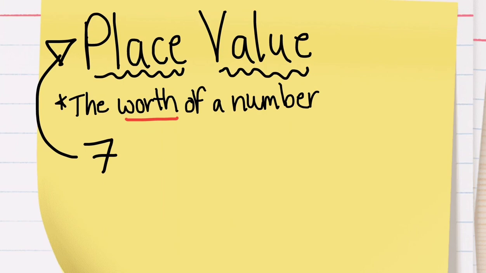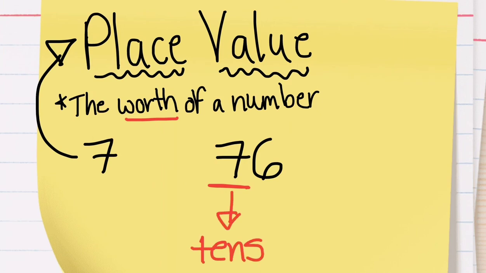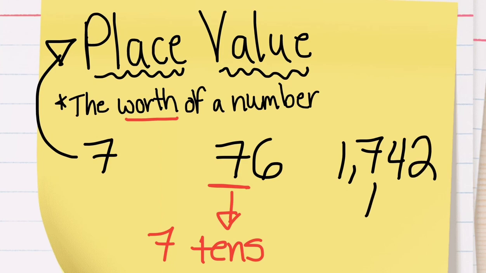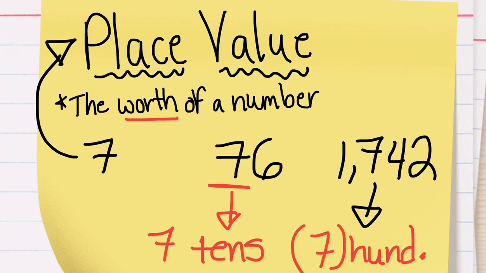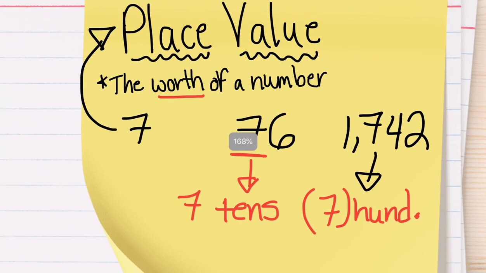But if I have 76, the 7 is still there, but because it is in the tens place, that means it's worth 7 tens. Or if I have 1,742, that 7, because it's in the hundreds place, is saying that you have 7 hundreds. So depending on where the placement of a number is, it's going to completely change the value.